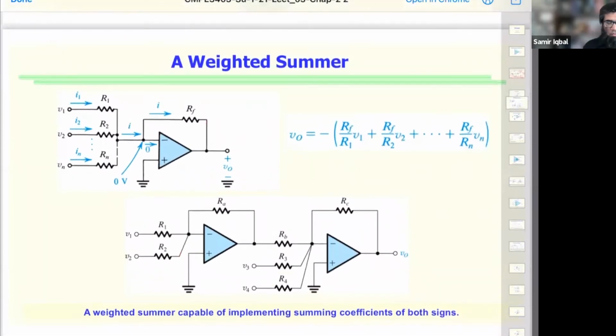So first application, weighted summer. What it's doing is it's taking a bunch of signals and amplifying it based on the weighted contribution of those currents. When you say weighted, what it means is their relative difference. The output is a weighted sum of the input signals V1, V2, V3 that are being fed to the circuit. We're just looking at the top left circuit right now.